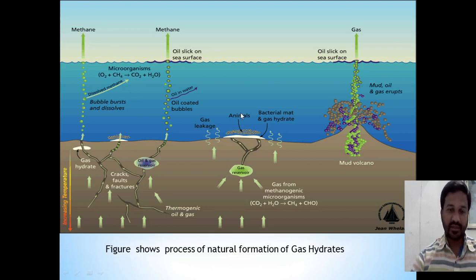Here are some microorganisms or sea animals which are also responsible for the settling of this methane gas clathrate, and these are also called smokers or other seepages, where a mud volcano erupts at the bottom of the sea and releases these gases and other gases in the ocean water.